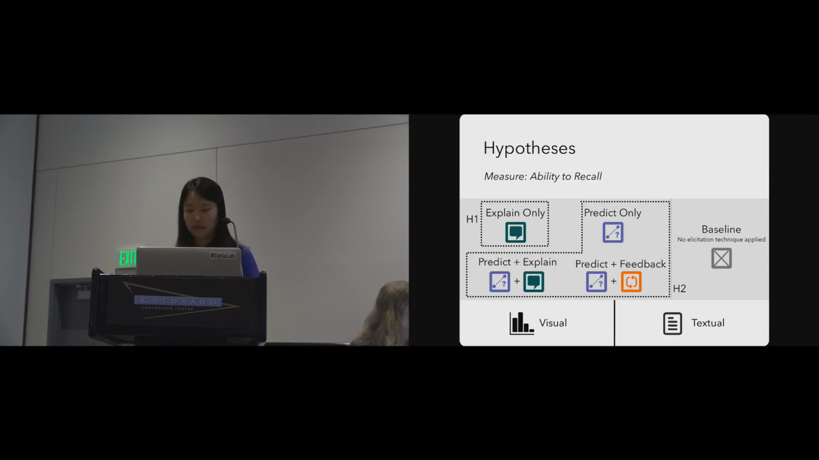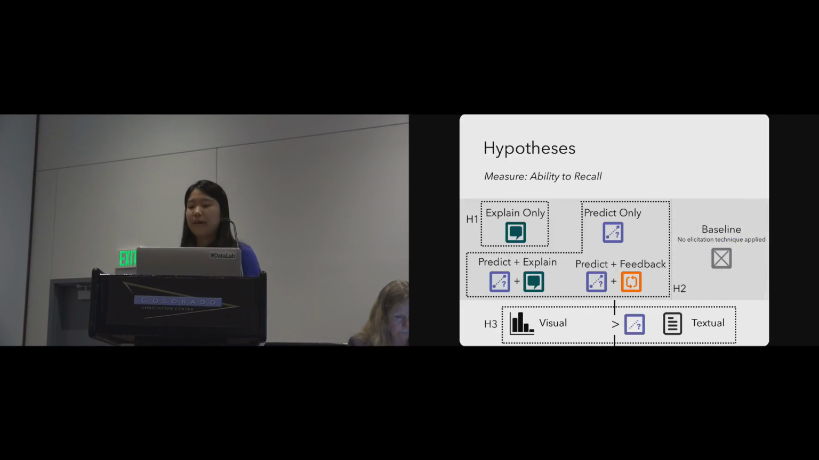The reason why we suspect that the prediction will improve a person's ability to recall is that, first, constructing and externalizing the prior knowledge can improve comprehension, but also when the viewer's prediction is shown alongside the data, the gap between the viewer's prior knowledge and the data will be visually perceivable, so that it requires less effort for the viewer to adjust their knowledge.